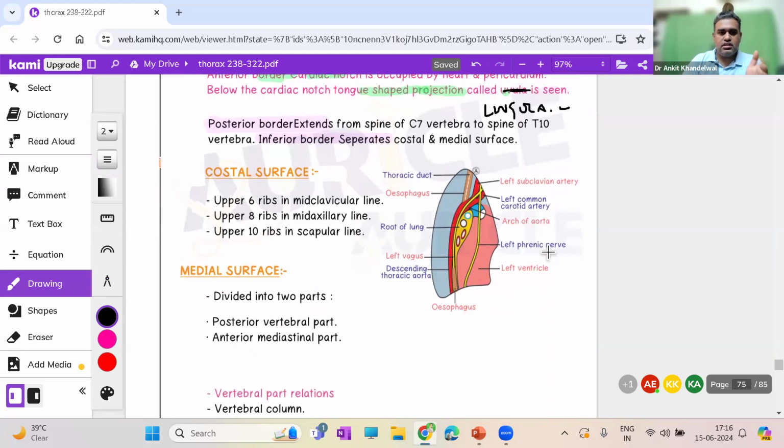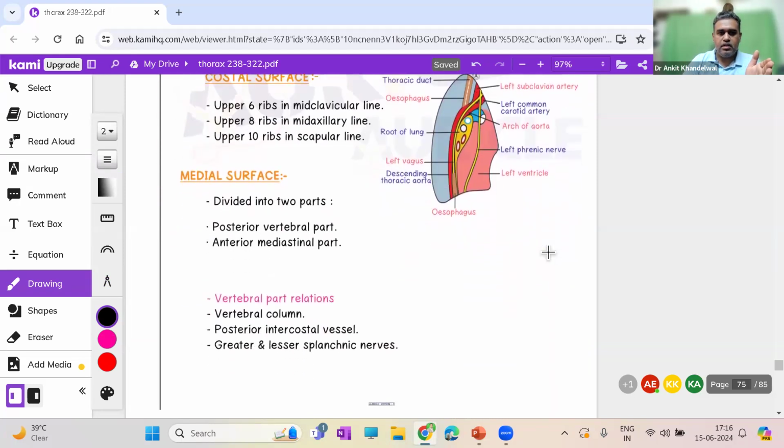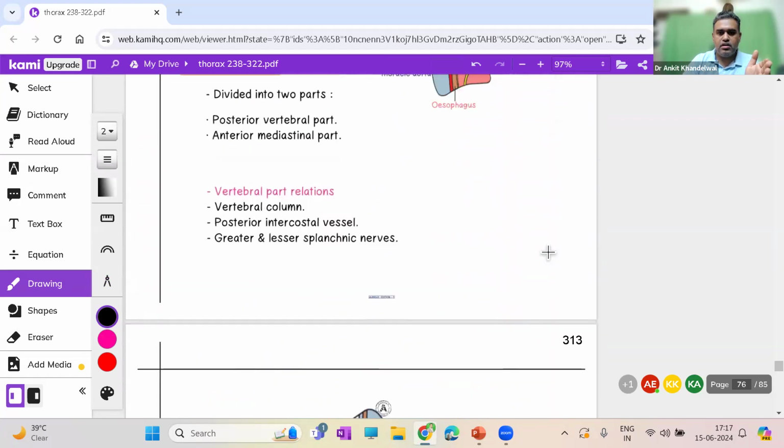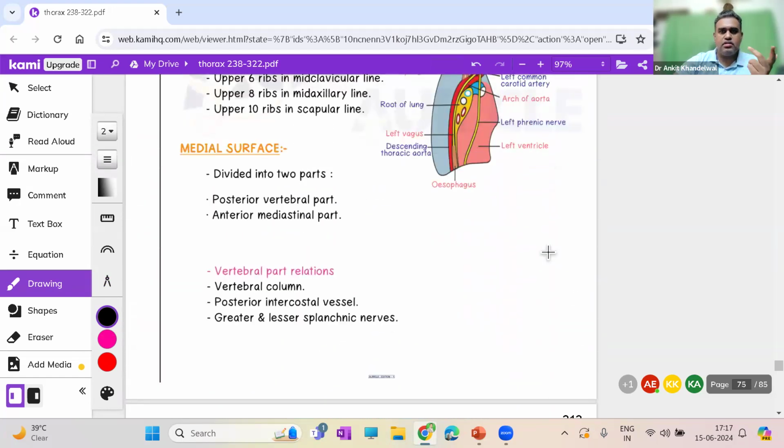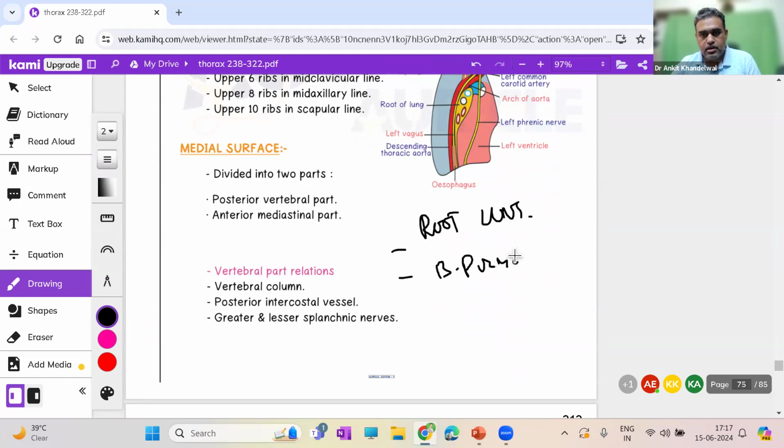The costal surface we will discuss later on, all these parts of the lungs. Don't worry. Basically, there are 2-3 things you need to know in lungs. You look at the structures which are lying at the root of the lung, that can be asked. And in lungs, bronchopulmonary segments, the clinically important ones. The root of the lung contains the bronchi, the pulmonary vessels, all lying at the root of the lungs.